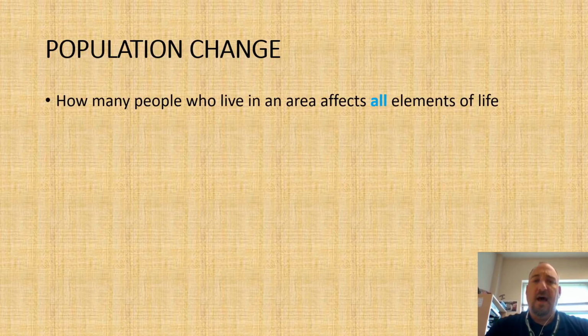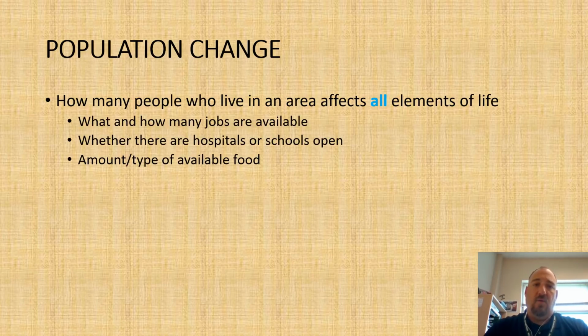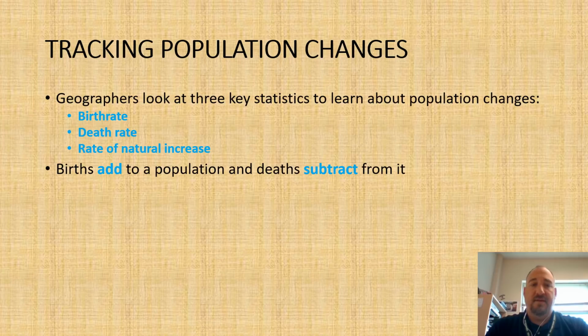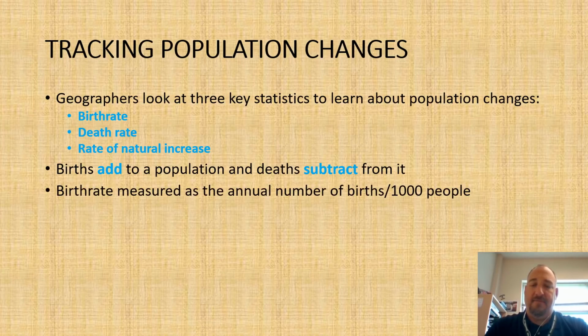Population change. How many people who live in an area affects all elements of life. What and how many jobs are available, whether there are hospitals or schools open, the amount and type of available food is all affected by how many people are living in a particular area. How do we track these changes then? Geographers look at three key statistics to learn about population change. They look at birth rate, death rate, and then the rate of natural increase. Births add to the population and deaths subtract from it.